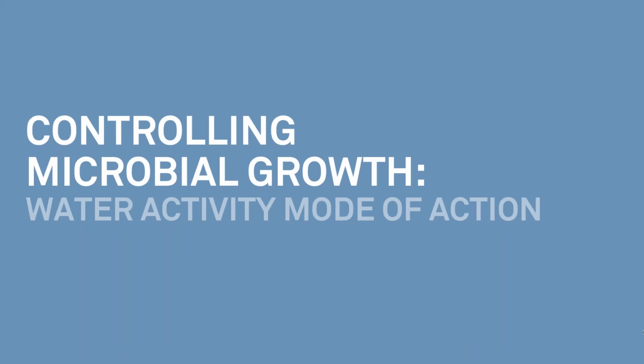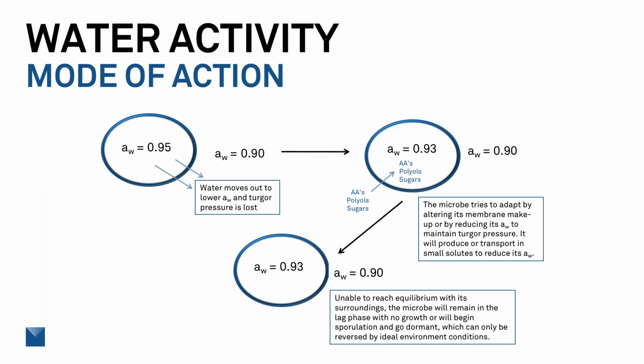All right. So how does it actually work? How does water activity control microbial growth? So we're going to talk about its mode of action, how it actually does that. Here in this slide, I have little beautiful ovals that represent our microorganism. And in here we have interior to the microbe a water activity of 0.95. And the environment that that microorganism is in is at 0.90.